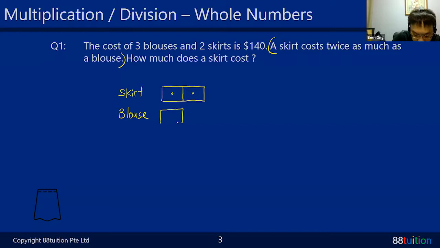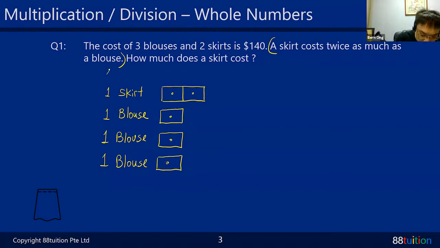But they are looking for 3 blouse. If 3 blouse, let me draw another blouse. Why? Because the question says got 3 blouse, right? So I draw 3 blouse like this. And how many skirt? Question says got 2 skirt. So let me draw another skirt down here. Can you see now? And the skirt consists of 2 units like this. In a way, this is something called the stacking method. You keep stacking up.